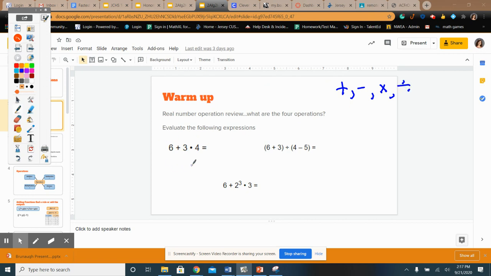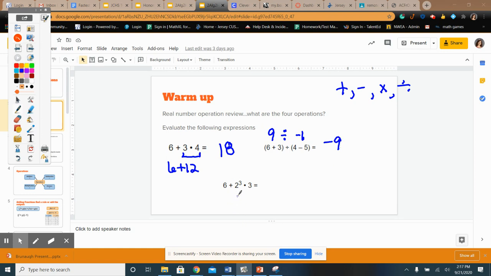Okay, so we're going to evaluate the following expressions, meaning we're going to use order of operations. We're going to start with our multiplication here, and this becomes 6 plus 12, which is 18. Grouping symbols first, so this will give us 9. This will give us 4 minus 5, which is negative 1. So 9 divided by negative 1 is negative 9.